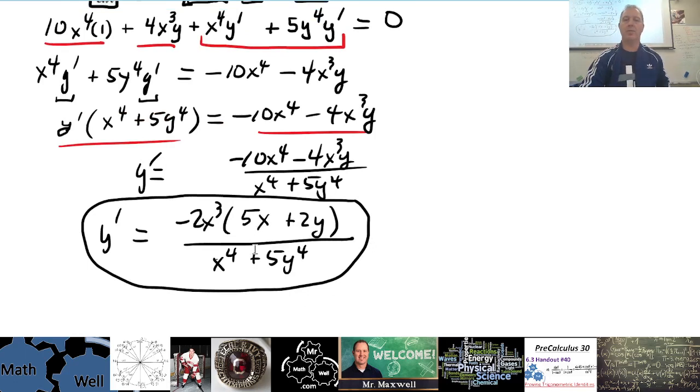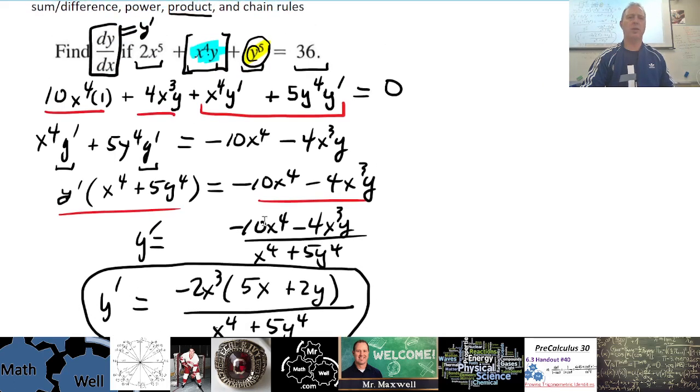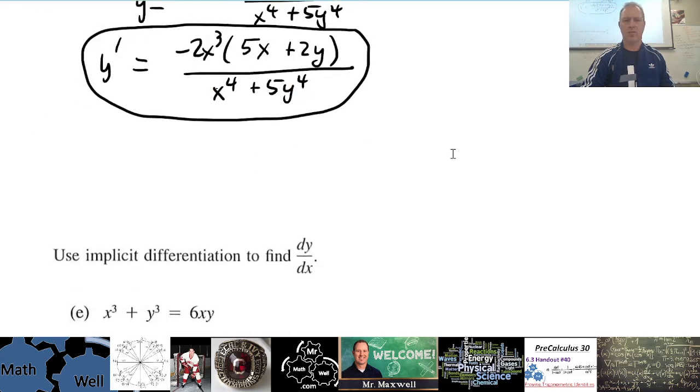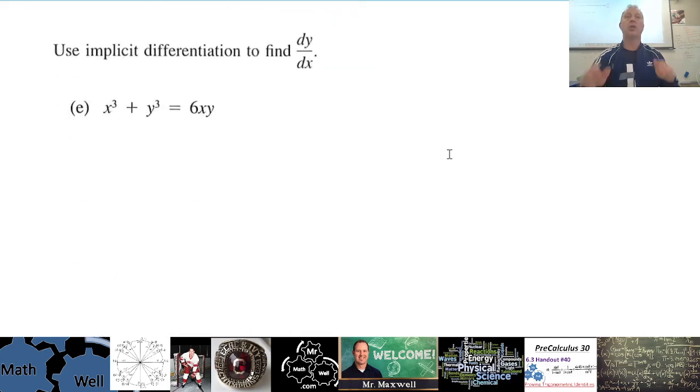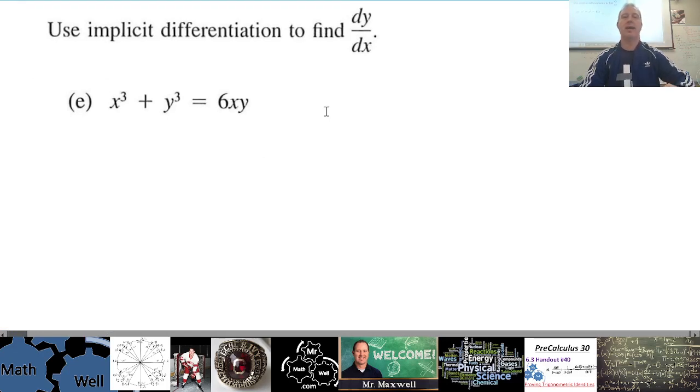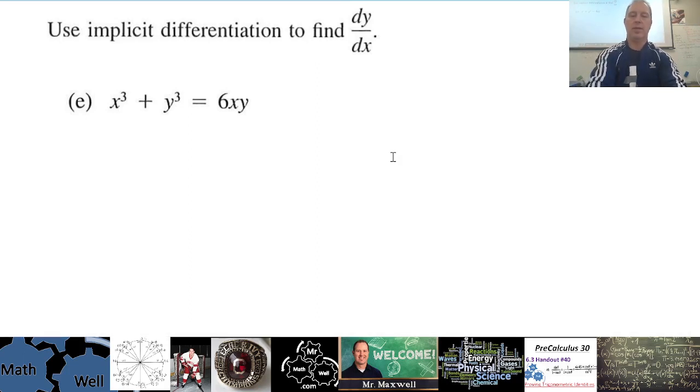We got x and y over there, but we don't have any more y primes on the right side. We have y prime just on the left side. That's what we want to solve for. Good? Nice. Any questions? All right. Here's your turn. Your turn to do this one. Go ahead and use implicit differentiation to find the derivative of this one right here.